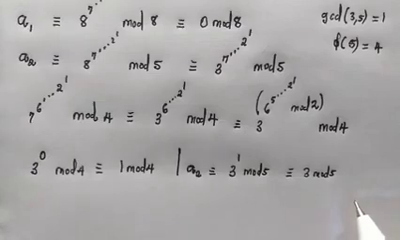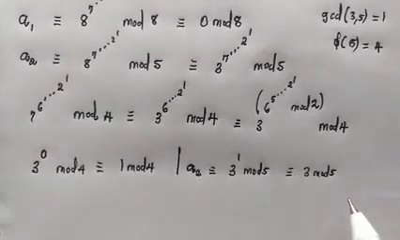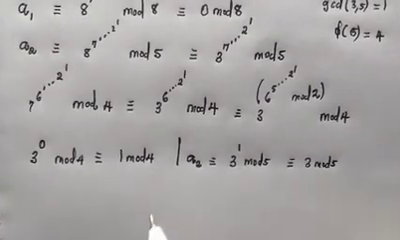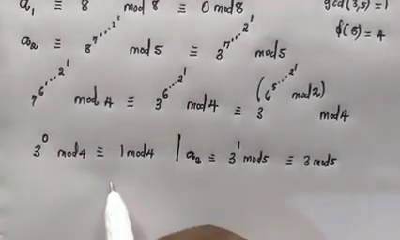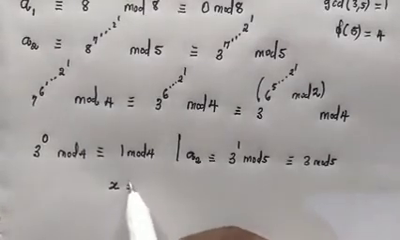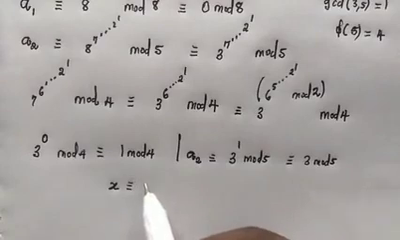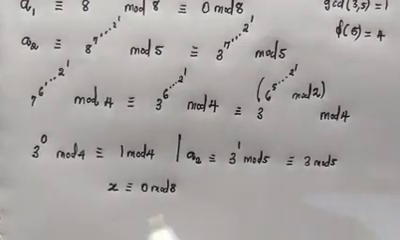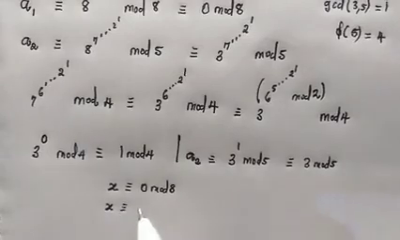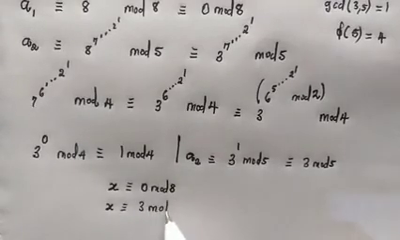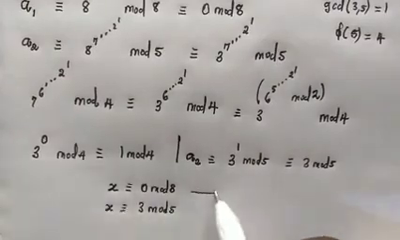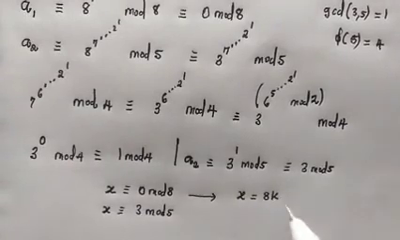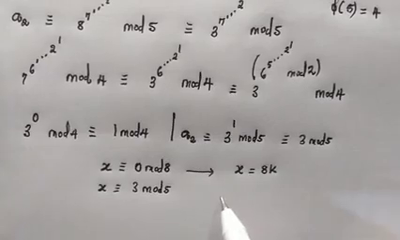And we can easily say that this smallest number must be 8, right? But let us prove it using Euclid's method. If the smallest number is x, then we have x is congruent to 0 mod 8, and x is congruent to 3 mod 5. So from here, we know the general solution, x equals 8k plus 0, which is 8k. This is Euclid's method we're using.